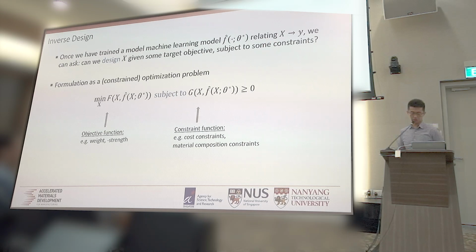So here there are two terms. The objective function is the thing you're trying to optimize, and the constraint function can be written as an algebraic inequality, which tells you that this has to be satisfied. You only want solutions where this is satisfied. Okay, so this is a constraint optimization problem.